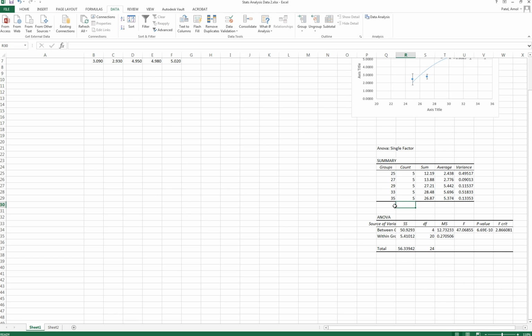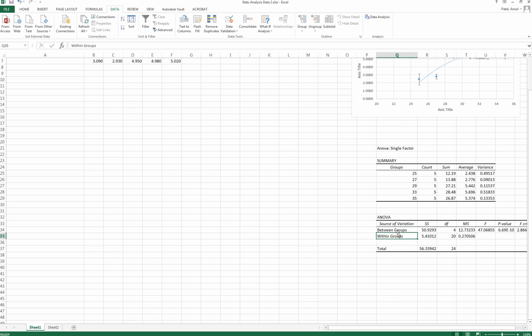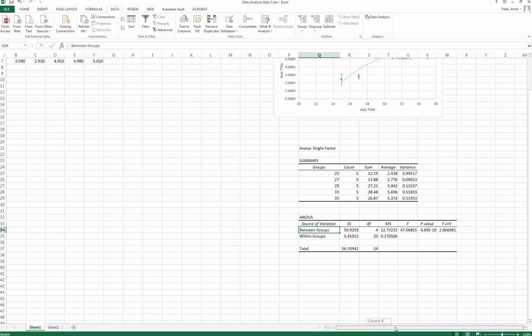It calculates the difference in between the groups and within the group. So it's looking at the variance within the group and then the variance between the groups, which is an important idea to make sure you square away in your head.